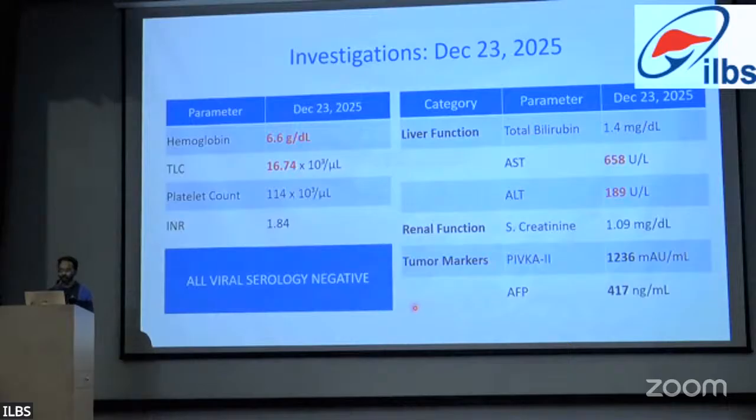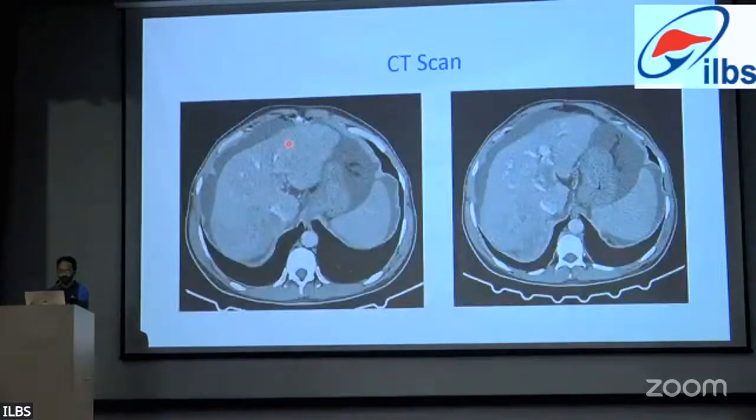Following which, we sent the routine investigations, and the hemoglobin was found to be very low. It was 6.6 grams per dL, with a high TLC level. The viral serology was negative. Liver enzymes also showed very high AST/ALT levels of 658 and 189 units per liter. Tumor markers, as the patient is a diagnosed case of HCC, were found to be high, with PIVKA being 1236 and AFP being 417. Subsequently, given the low hemoglobin and the vitals, the patient underwent a CT scan and an endoscopy.